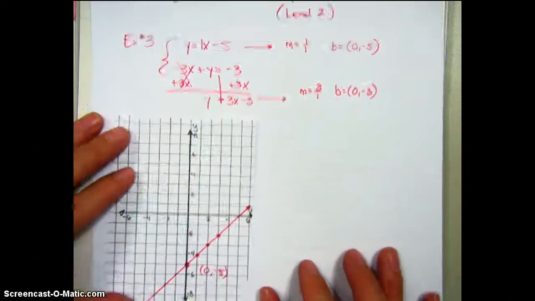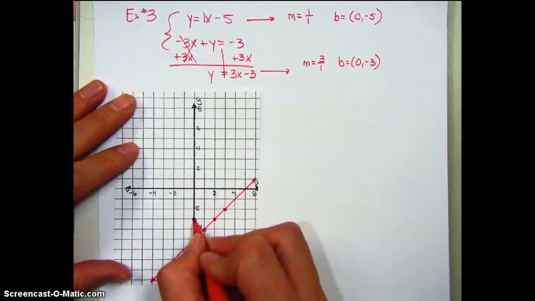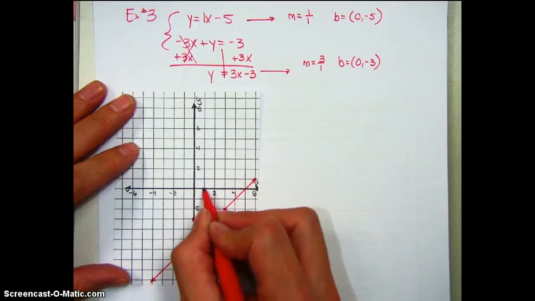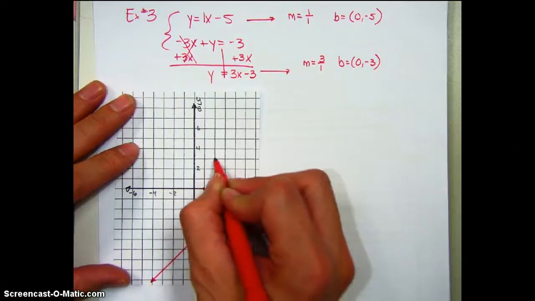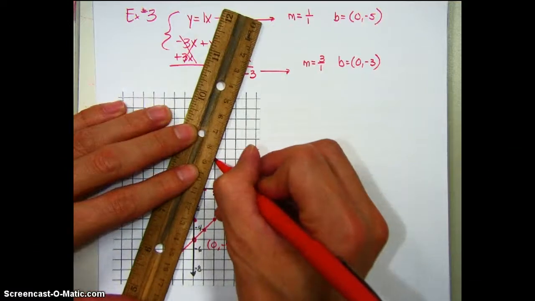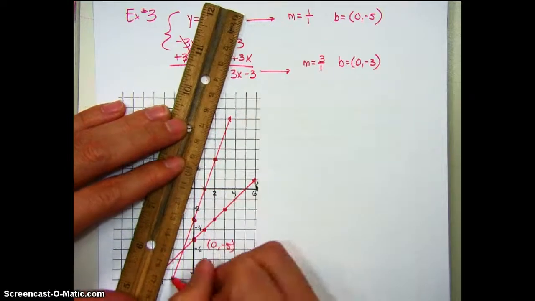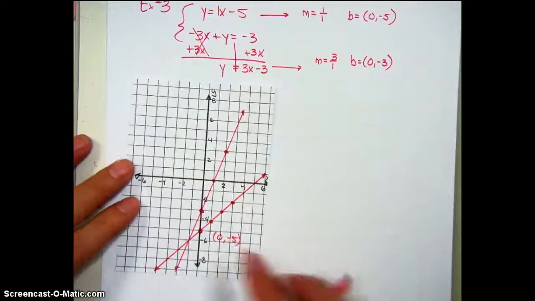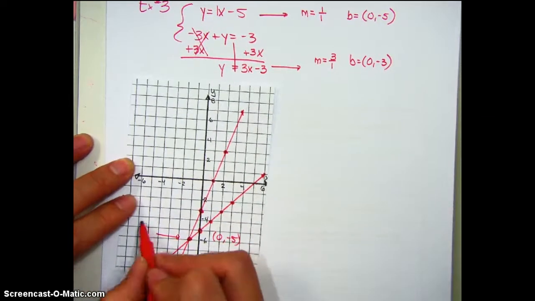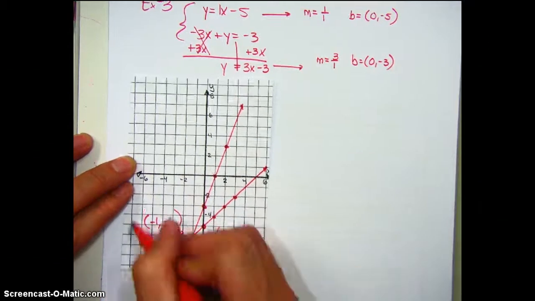Good. Now I can come over here and plot that information. (0, negative 3) is right here. And then I'm going to go up 3, 1, 2, 3 over 1. Up 3, 1, 2, 3 over 1. So we're going to go ahead and connect those points together. I graph it just like that. And now I can see right here at this point, which happens to be (negative 1, negative 6), that should be my solution.